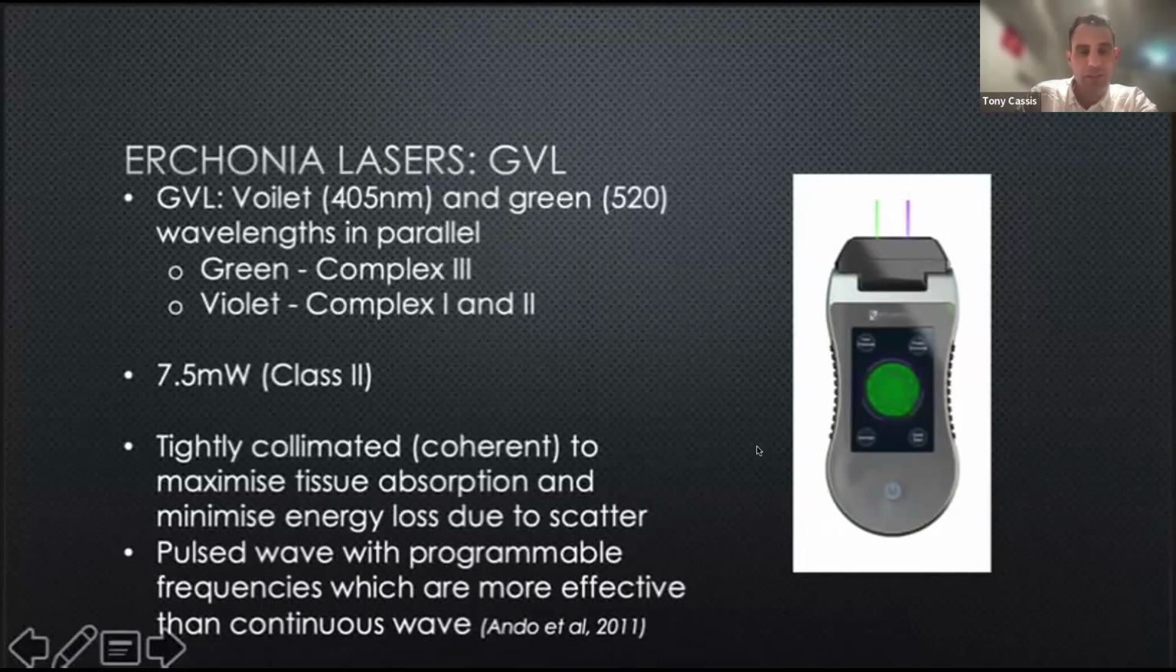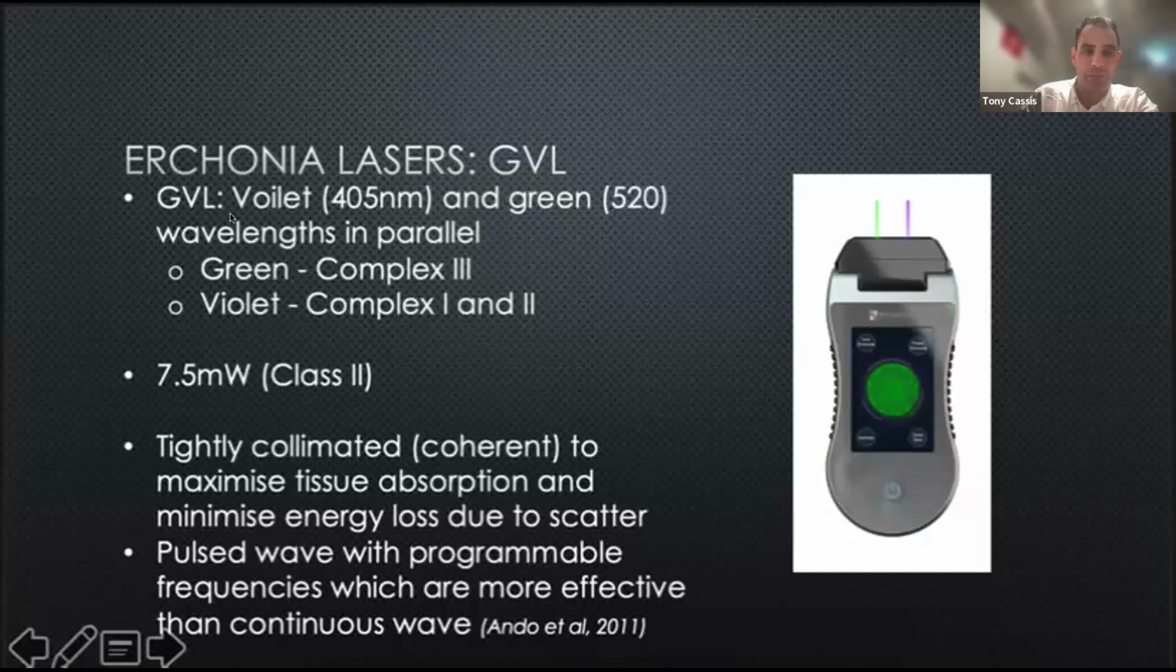It's very similar to the EVRL, but it's got this now green wavelength that has shown. So we spoke about this earlier. It emits the light that hits complex 3 of the mitochondria, that third complex within that mitochondrial ATP production chain.